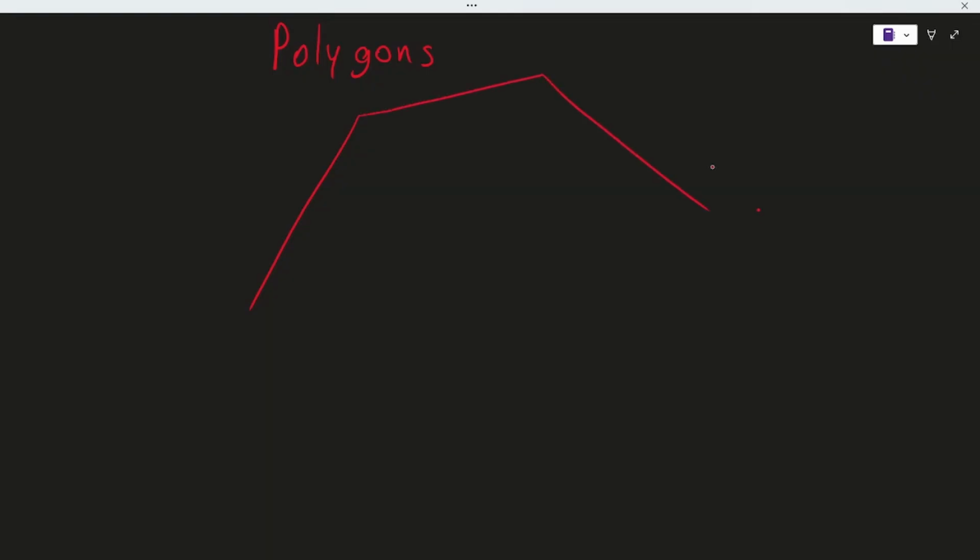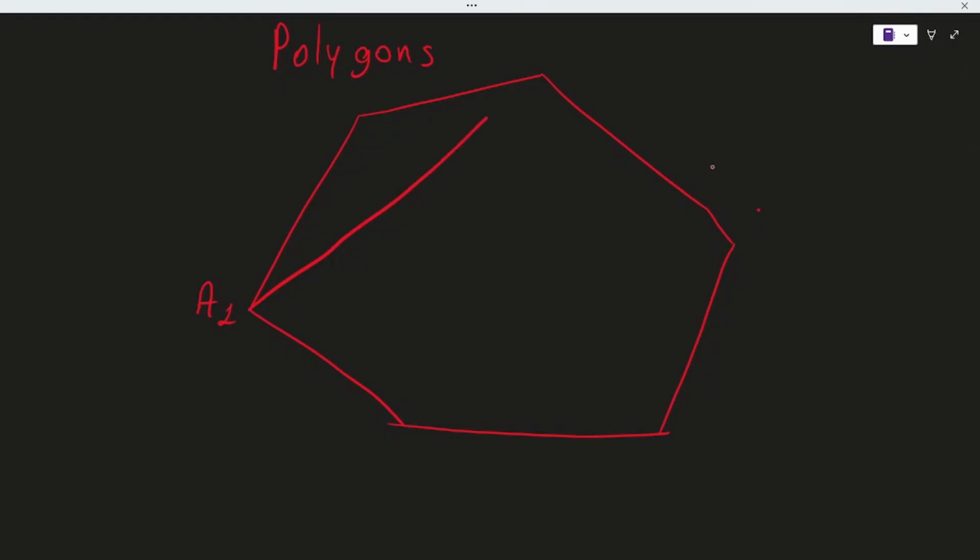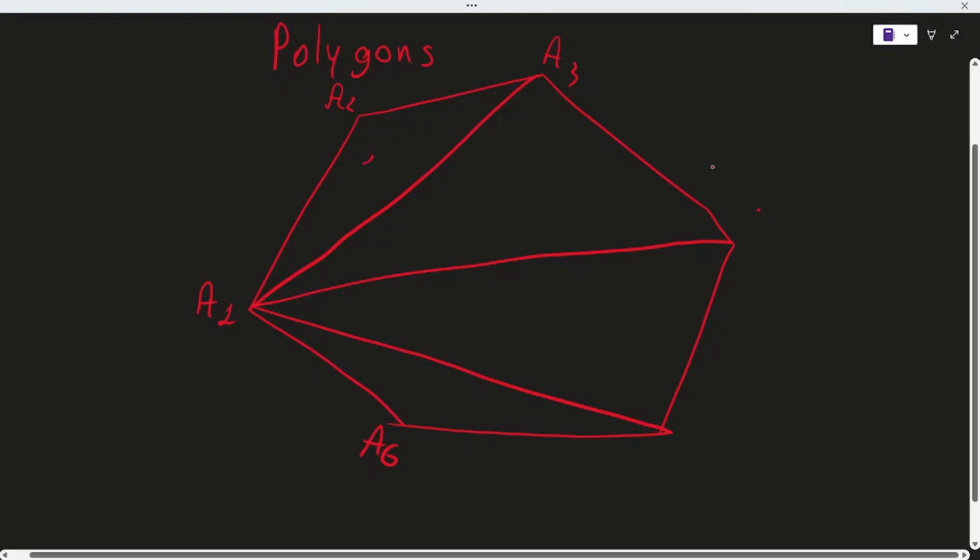In the first one, when we want to find the sum of the angles, we can solve this in two different ways. One of them is to pick any random point, A, and connect it with all non-neighbor vertices. Clearly, we will make up n minus 2 triangles. Here is just an example of a hexagon, A1 to A6. This is the first one, second one, third one, fourth one.